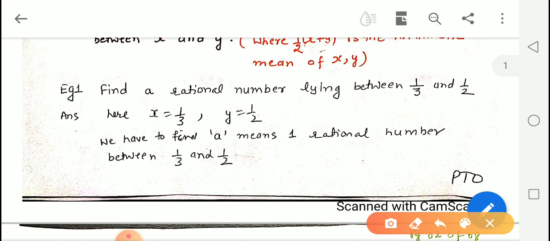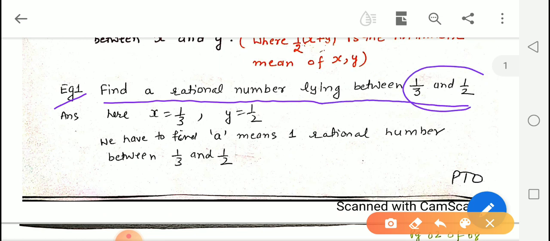Here is the first example. Find a rational number lying between 1 by 3 and 1 by 2. 1 by 3 is less than 1 by 2, that we know, and we have to find one rational number lying between them. So for that our x would be 1 by 3 and y is 1 by 2.